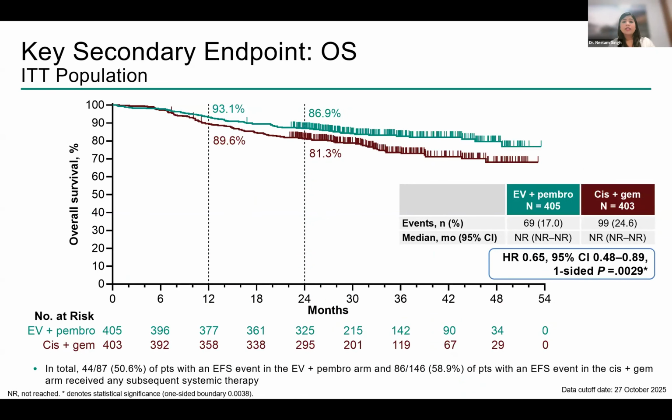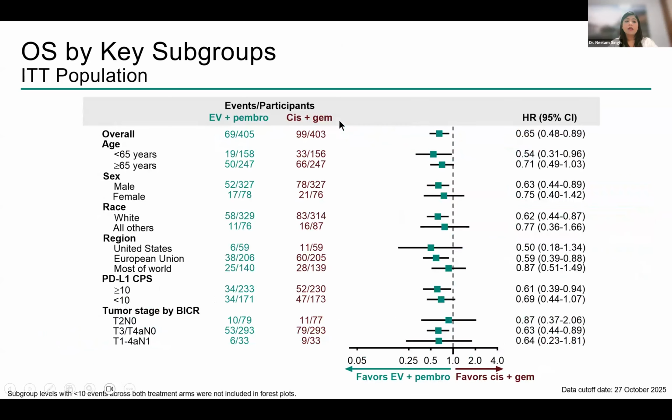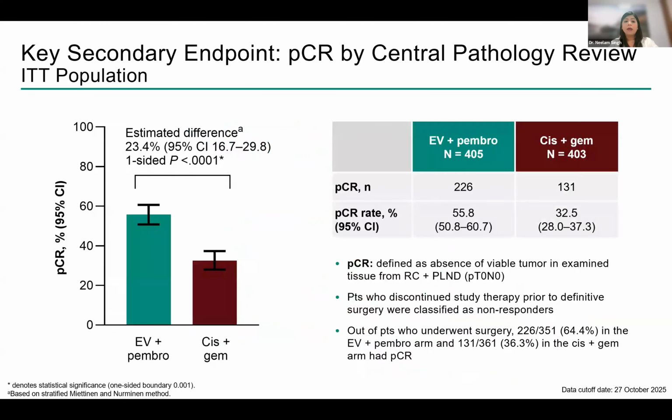Going to the secondary endpoint, overall survival, we see a hazard ratio of around 0.65, with around 93.1% at 12 months and around 86.9% at 24 months. Here as well, in the subgroup analysis on overall survival, we can see a benefit in all the subsets, and it does favor EV pembro.